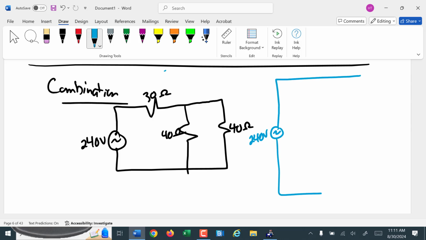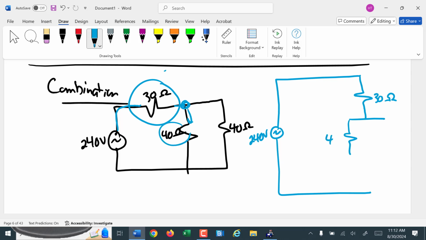For me, it's always easier if I redraw the circuit with all the resistors going down the right side. So my voltage source is on the left side like this, and all my resistors are going to go down over here on this right side. To do that, I just start at my voltage source and travel around my circuit clockwise. The first thing I run into is this resistor here. So coming down, I have that resistor, 30 ohms. Then I hit a branch where it splits off.